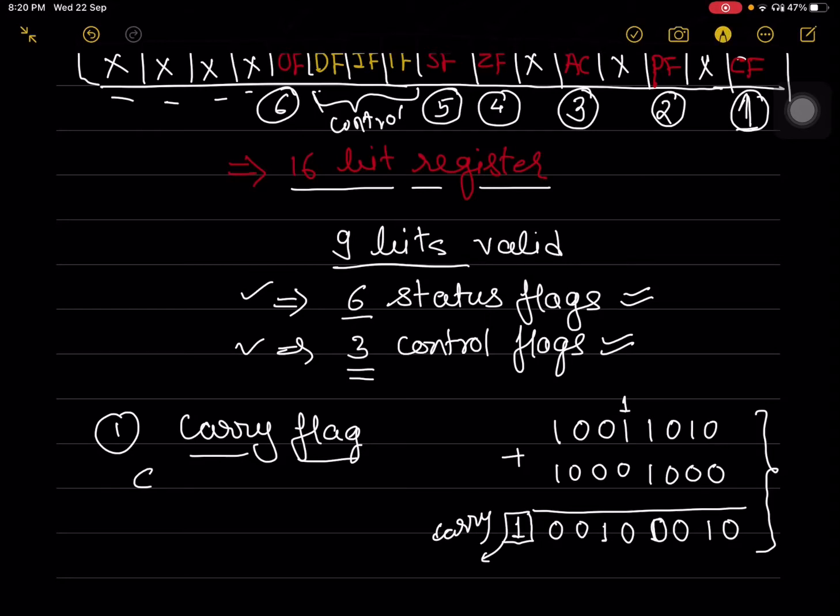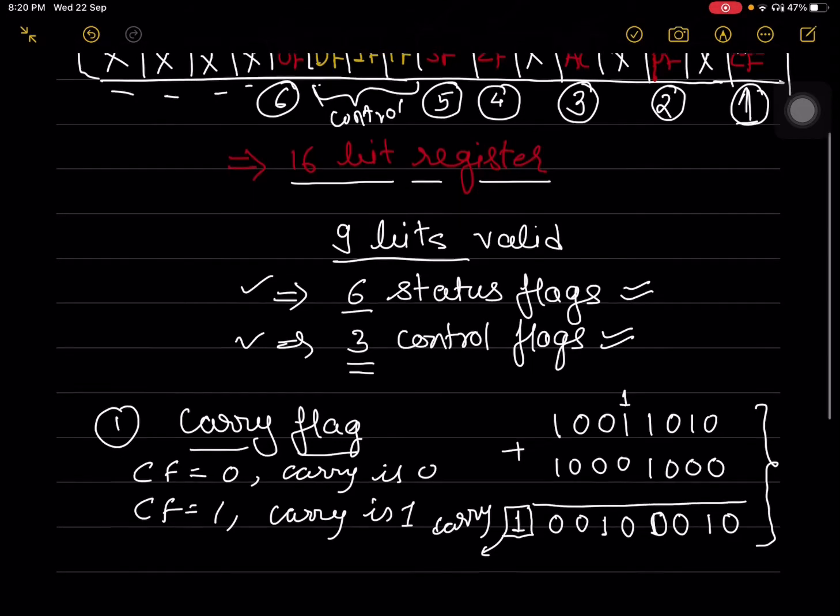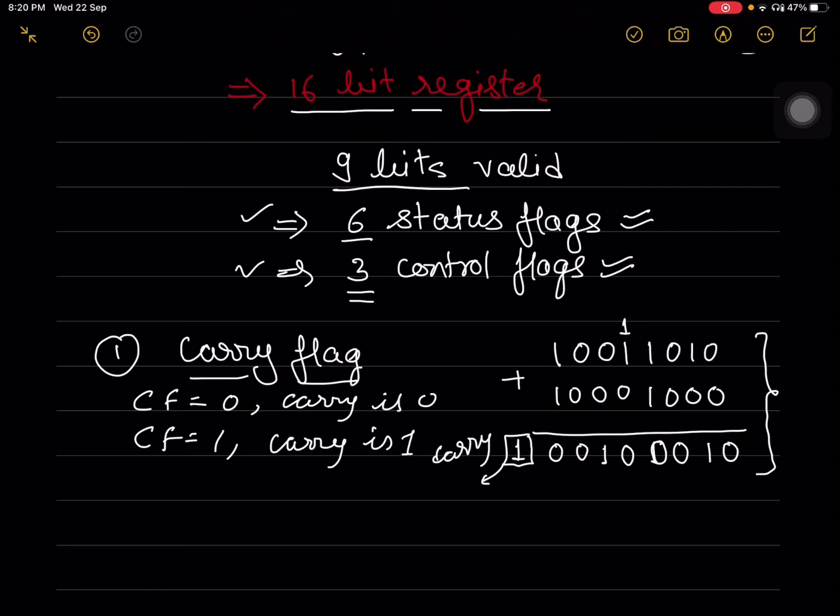If the status of the carry flag is equal to 0, we say that the carry generated is 0, and if the carry flag has value 1, we say that the carry of the addition is 1. If an 8-bit addition is performed, then the 9th bit will be considered as a carry. If a 16-bit addition is performed, then the 17th bit will be considered as a carry. This is the case for addition. If the processor is performing another operation such as subtraction, carry will not be generated, but there is a possibility that a borrow may be required.